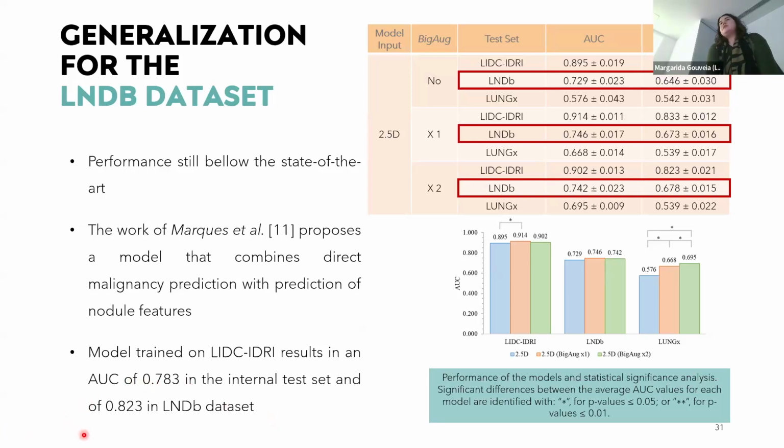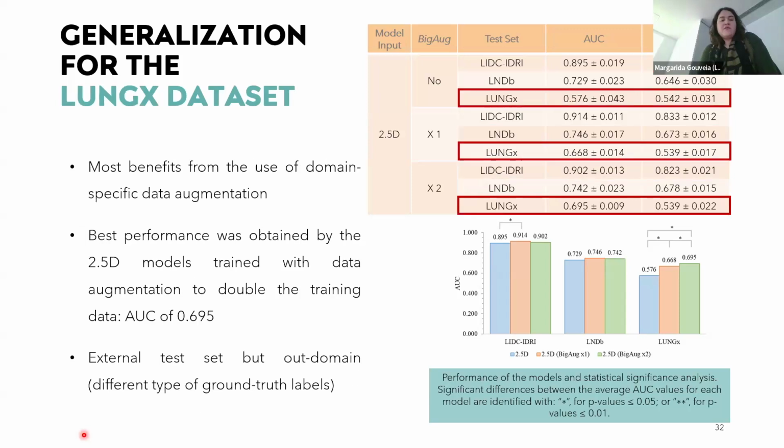Our difference in comparison with their work is that they also use the LEDC for training, and our performance in the internal test set is higher in comparison with theirs. But they achieve a higher performance in this data set. Their model is not just suited to predict the lung nodule malignancy. They use basically multitask learning to predict other attributes of the nodule. So it's not directly comparable to ours, but it's the reference that we have.